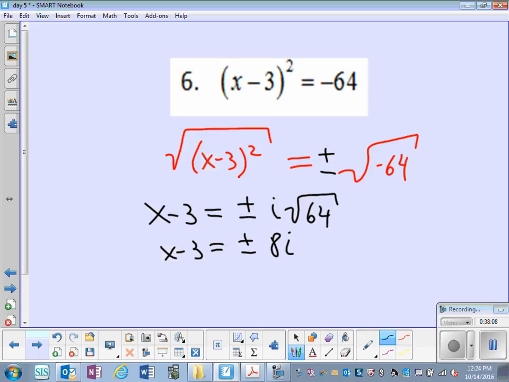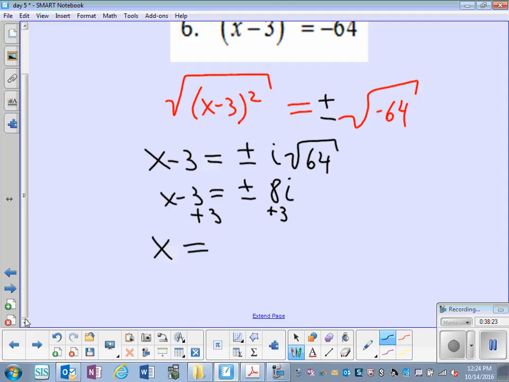Okay, and now we need to solve for x, right? Before it was easier. Now we still need to solve for x, because I have x minus 3 here. What do I do? I add 3. So I have x equals 3, without i, it's just the number 3, plus minus 8i. Can I combine 3 and 8i? No, right? This is a complex number: the real number 3, plus or minus the imaginary number 8i. Those are not combined.